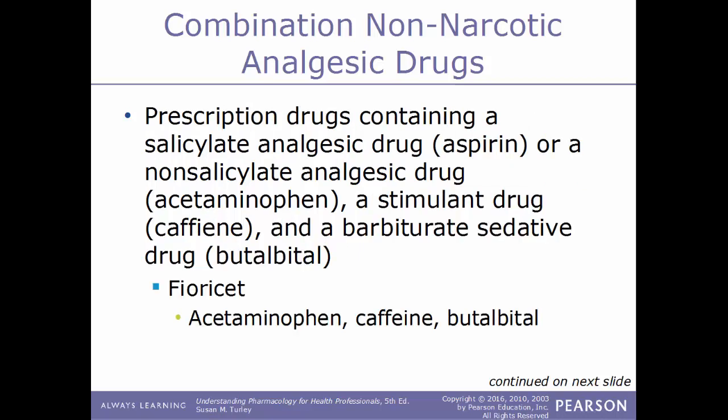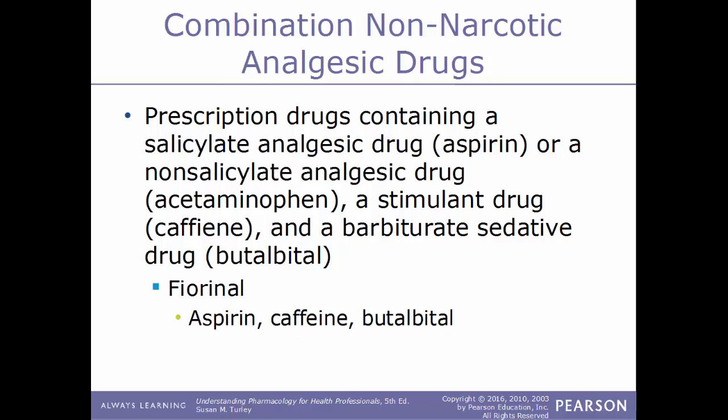Another type of combination includes a prescription drug that contains a salicylate analgesic drug like aspirin, or a non-salicylate analgesic drug, acetaminophen, and a stimulant drug, caffeine, and a barbiturate sedative drug, butalbital. An example of this type of combination is the drug Fioricet, and this is a combination of acetaminophen, caffeine, and butalbital. Another example of this combination is Fiorinal, which is a combination of aspirin, caffeine, and butalbital.